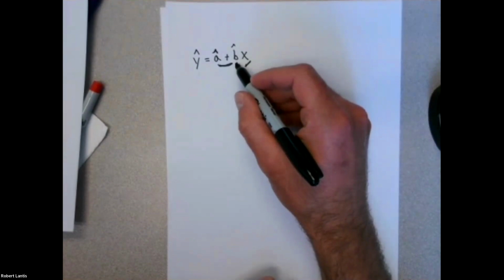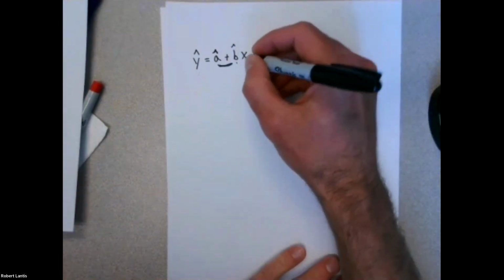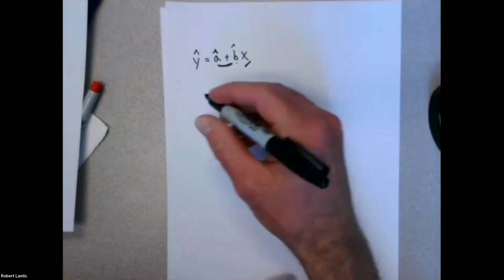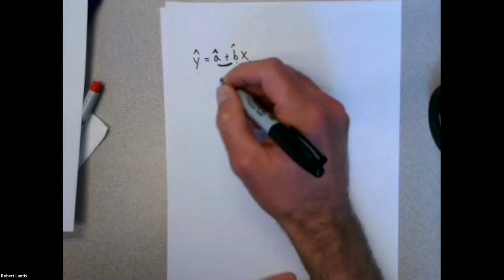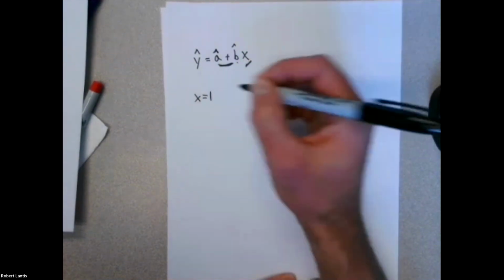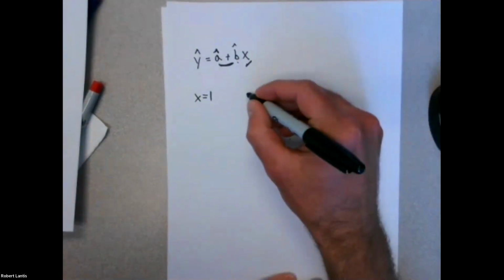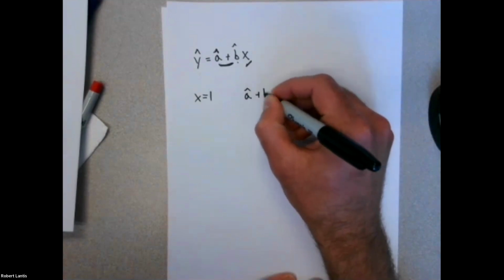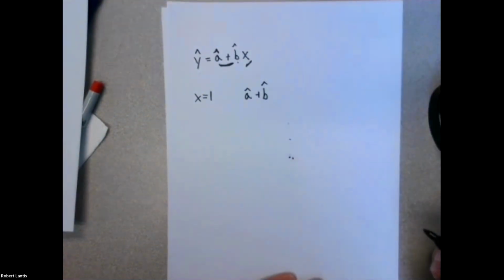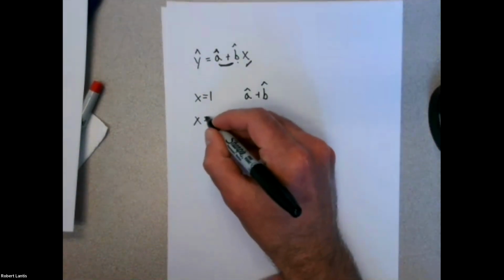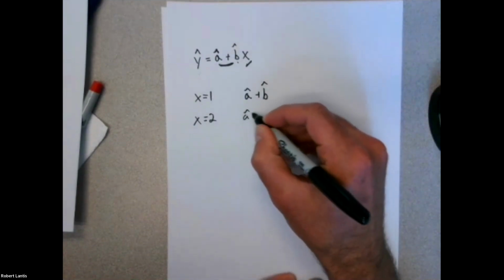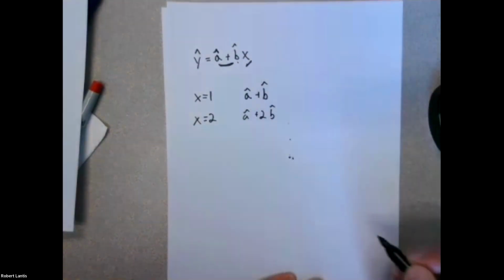What would the slope mean? Well, let's say I had X being equal to 1. If X was equal to 1, what would my predicted Y value be? Well, just A plus B, right? What if X was 2? Well, now it's going to be A plus 2 times B.